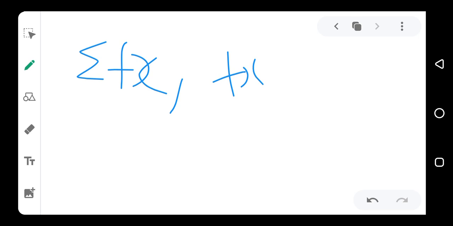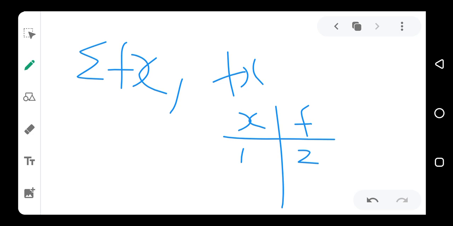So we have x and f. We have 1, it is coming 2 times, the frequency. We have 2, it is coming 2 times. We have 3, it is coming 2 times. We have 4, it is coming 1 time.